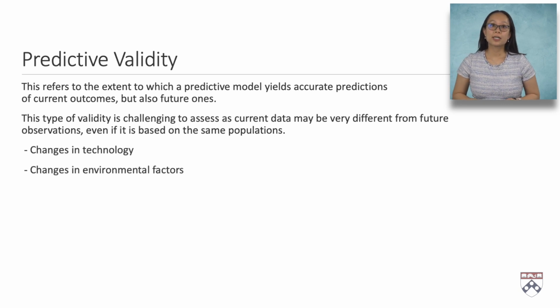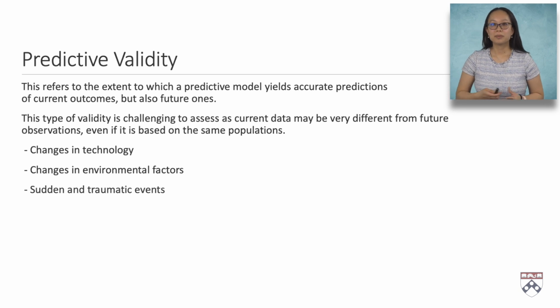Another factor is to think about changes in environmental considerations. So if there are sudden shocks to a system, such as a pandemic or a recession, for example, then this also presents another challenge to predictability, as the circumstances underlying the data that is collected during one period, namely the time before the particular event, might be very different from the data that can be collected after the event. And this is related to sudden and traumatic events as well.